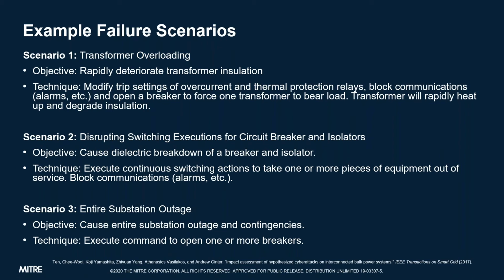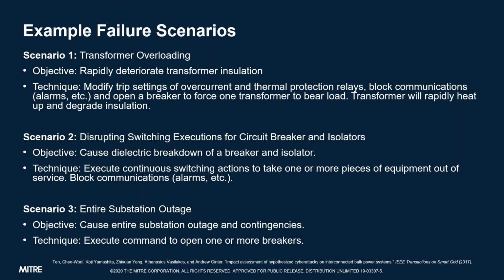Scenario one is a transformer being overloaded. The objective here for the attacker is to rapidly deteriorate the transformer installation. The techniques to use would be a modification of trip settings of overcurrent and thermal protection relays, and some type of attack that blocks communications, because you wouldn't want alarms to go up while you're conducting your attack. You would also need to open the breakers to force power through one transformer so it bears all the load. This would cause the transformer to rapidly heat up and degrade its insulation.